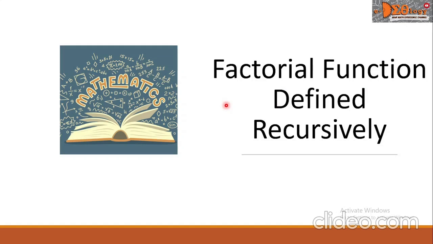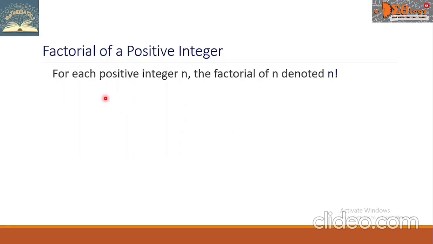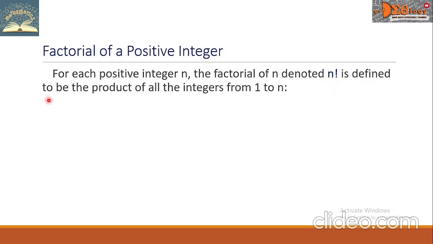Hi everyone. Today we're going to study factorial function defined recursively. For each positive integer n, the factorial of n, denoted n with exclamation point, we read this as n factorial, is defined to be the product of all the integers from 1 to n. In symbols, we write n factorial equals n times the quantity n minus 1 times the quantity n minus 2 times up to 3 times 2 times 1.